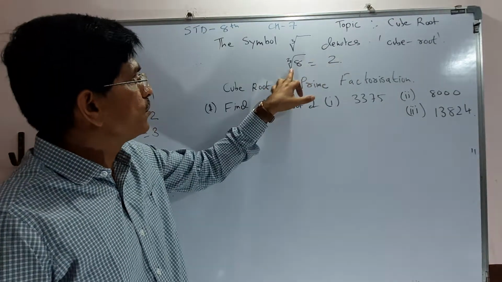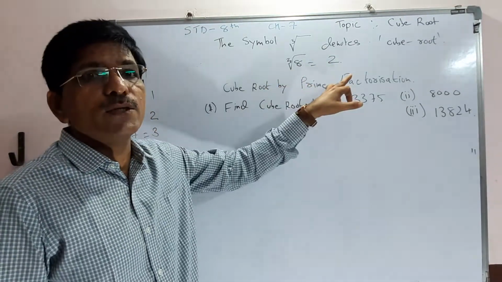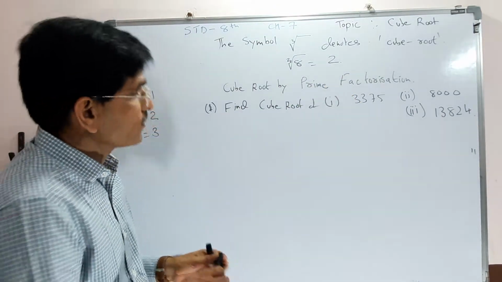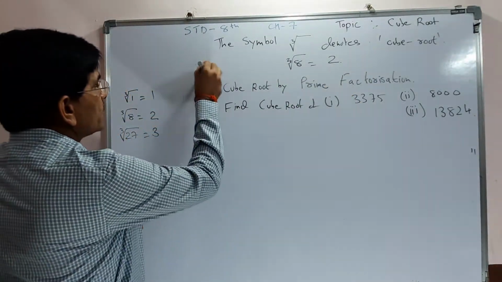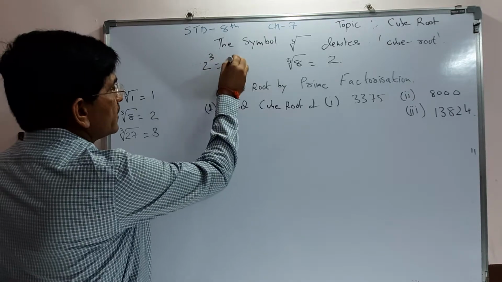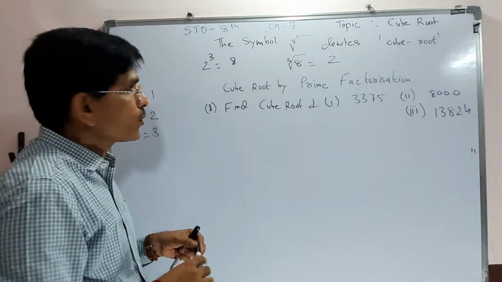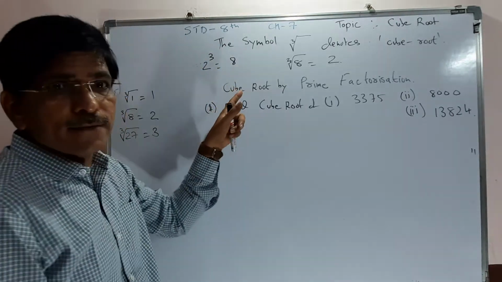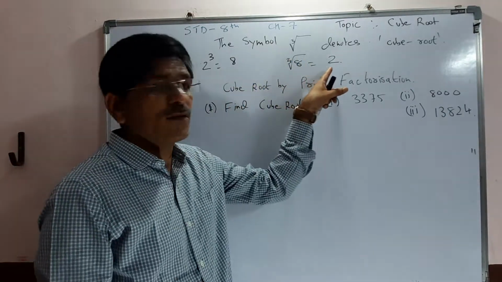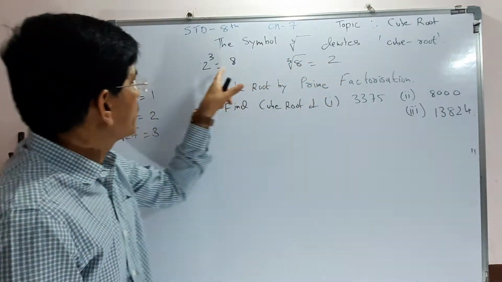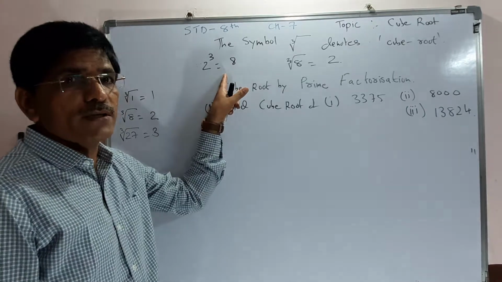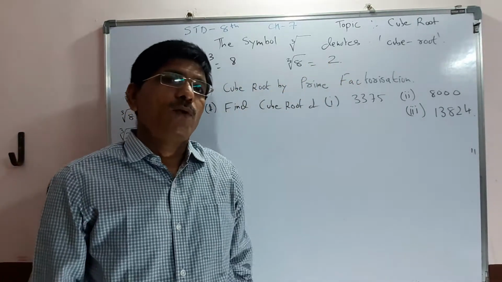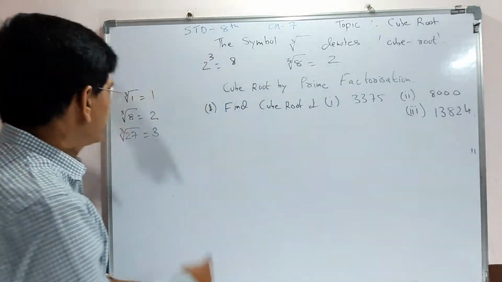Cube root of 8 is 2. Question, generally what we have learned, 2 cube is 8. Then cube root of 8 is equal to 2. So if you remember 1 to 10 cube, then we can easily learn 1 to 10 cube root. So I am writing it here.